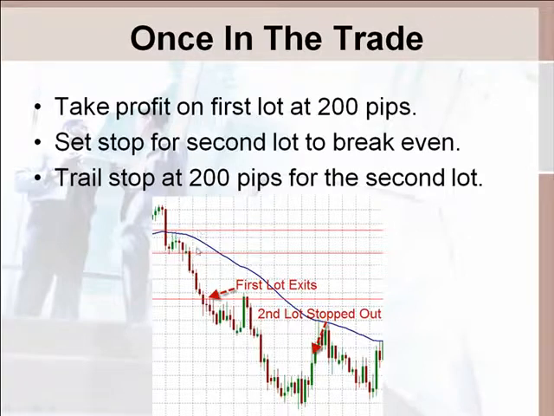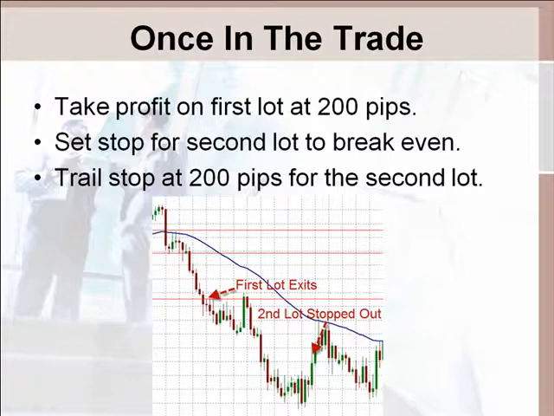So you would move this line up here and set your stop at 0, or at the entry point for your second lot that you've left in the trade. And then you would trail your stop at 200 pips. So set your stop to trail at 200 pips and then just let the trade go. In this case, it continued on down to here, and then it came back up, and at that point our trailing stop had been dragged down and we stopped out.